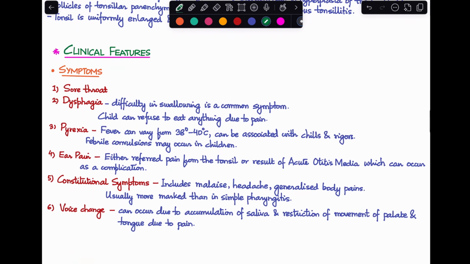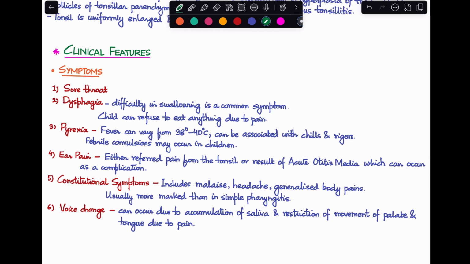Now let's discuss how our patient will present to us. When a patient presents to you, that is what is known as the symptoms. And when we clinically examine the patient, that's when we see the signs. So first, let's talk about the different symptoms.